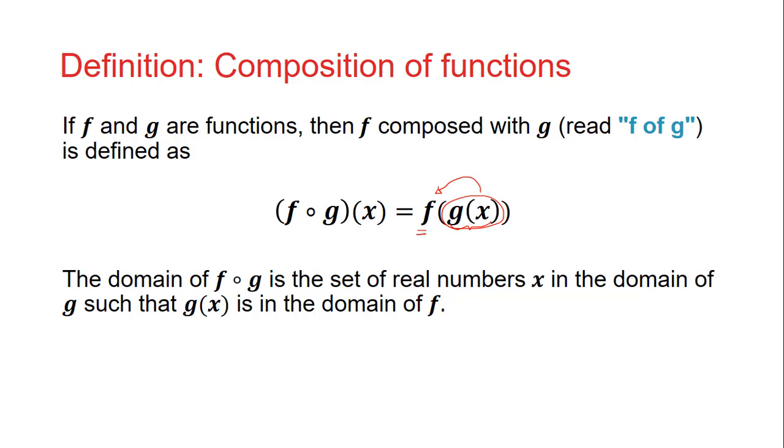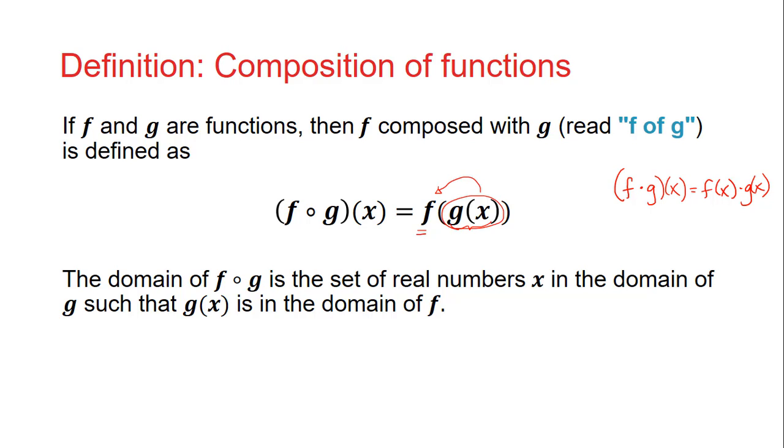Now please note the difference between the notation for composition and multiplication of functions. Composition uses this open circle or open dot to denote composition. If you see in parentheses f with a closed dot g of x, that is multiplication, f of x times g of x. But this open circle denotes composition.